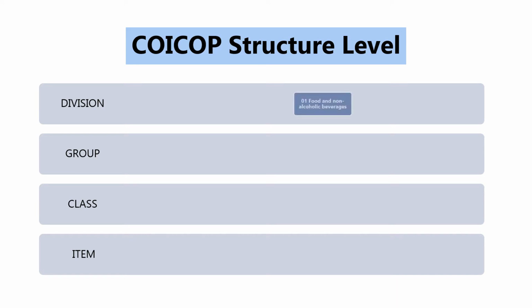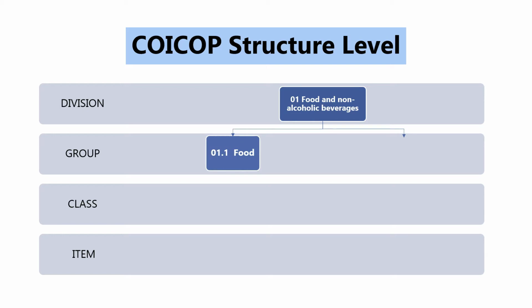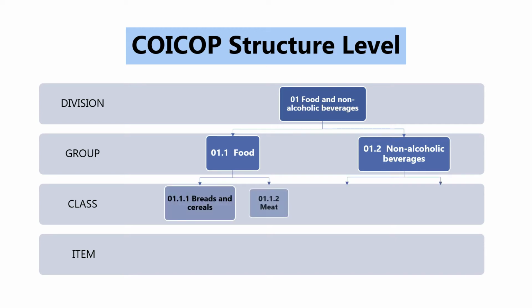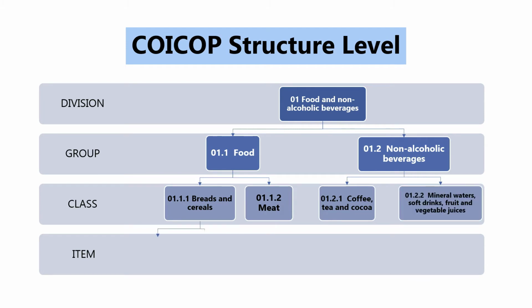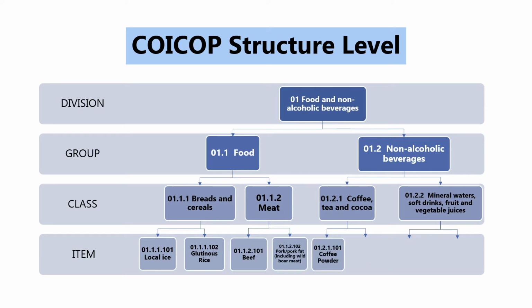For example, the following chart shows the COICOP structural level of Division 01, food and non-alcoholic beverages, which will be divided into 2 COICOP groups, 011, food, and 012, non-alcoholic beverages. Digging into the next level, there are COICOP class 0121, coffee, tea, and cocoa, and 0122, mineral waters, soft drinks, fruit and vegetable juices, which have their own COICOP items as shown below.